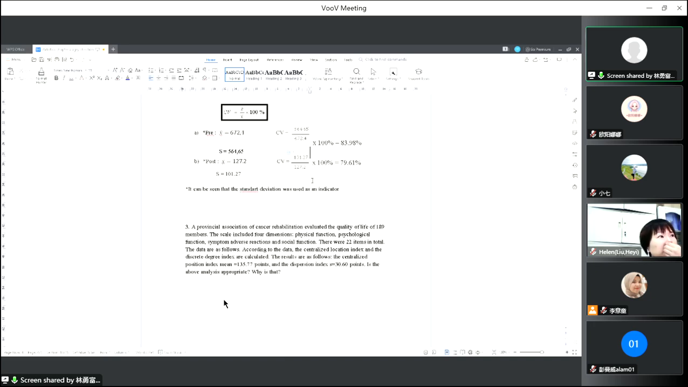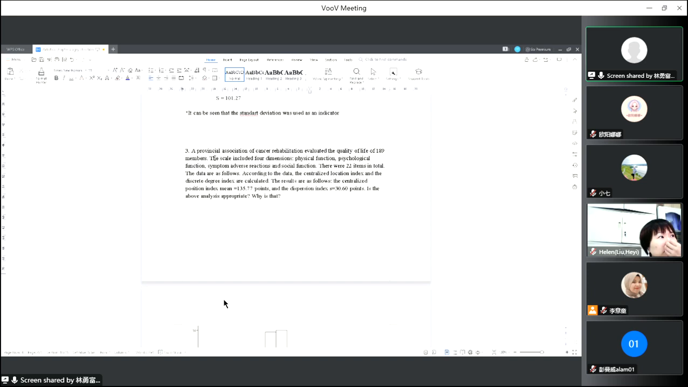Let's move to our last question. A provincial association of cancer rehabilitation evaluated the quality of life of 199 members. The scale included 4 dimensions: physical function, psychological function, symptom adverse reaction, and social function. There were 22 items in total. The data are as follows. According to the data, the centralized location index and the discrete degree index are calculated. The results are as follows.